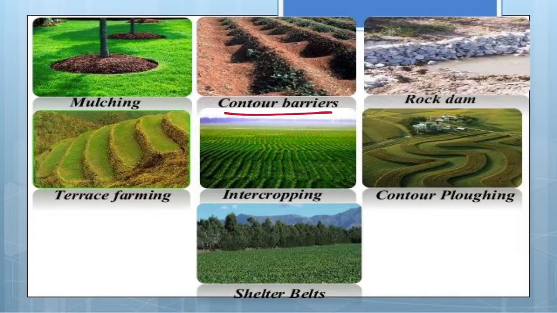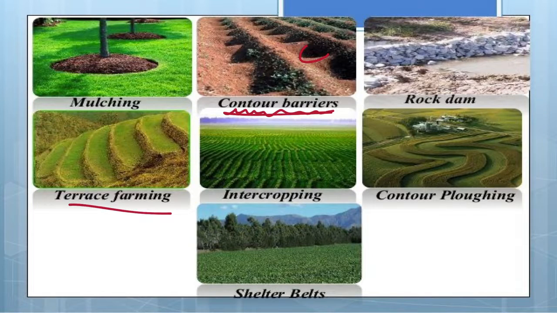Contour barriers. Stones, grass and soils are used to build barriers along the contours. Trenches are made in front of the barriers to collect the water, and this type of conservation is called contour barriers. Rock dam. Rocks are piled up to slow down the flow of water, and this prevents gullies and further soil loss.